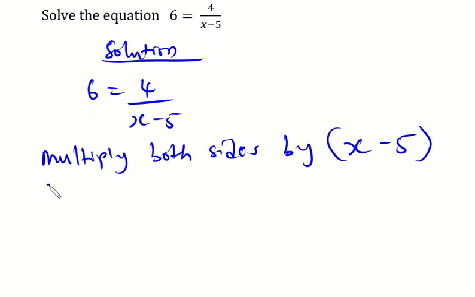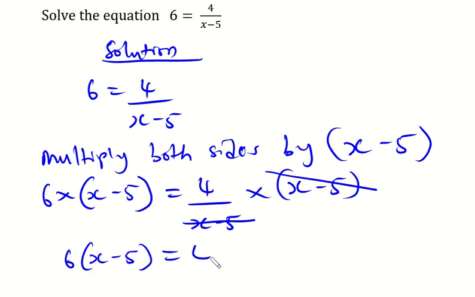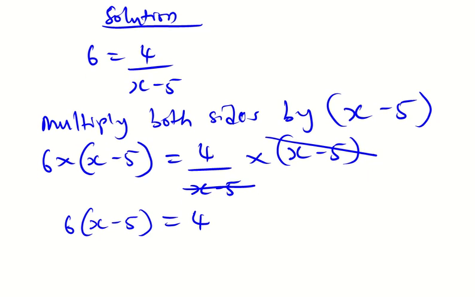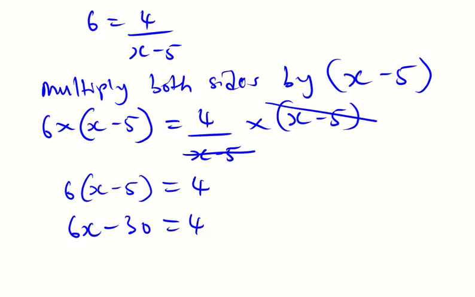Watch what's going to happen. So I have 6 times x minus 5. You know, I don't even have to write that times there. Okay. And then this again times x minus 5. Did you get that? Now watch this. This will cancel this. Gone. Is equal to 4. 4 is now standing alone. Now let's expand this. 6 times x, that's 6x. 6 times minus 5 is minus 30, and this is equal to 4.